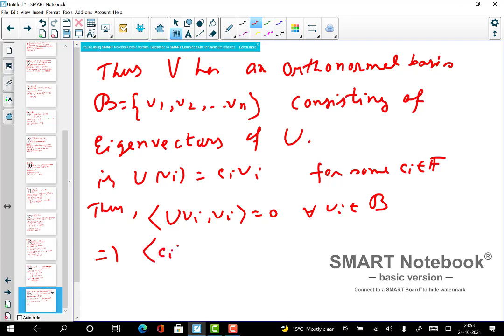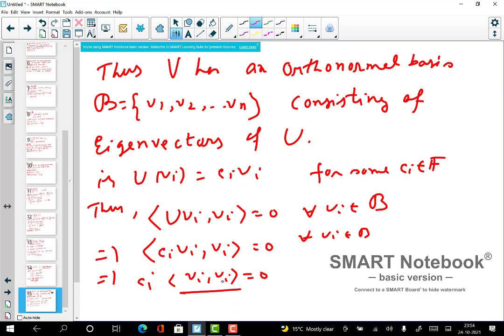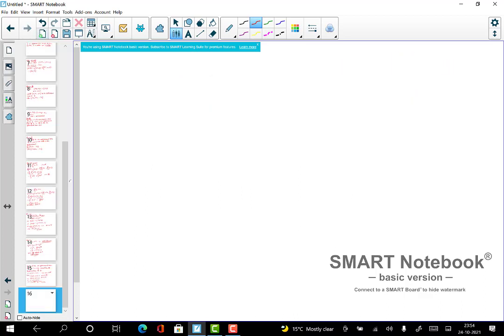This is nothing but Ci Vi, and then vi, this is 0 for all vi belonging to the basis, right? But this is nothing but Ci times the inner product of Vi with Vi is 0, right? But because Vi cannot be 0, Vi is a basis vector, Vi is not equal to 0, this implies the inner product of Vi with Vi is always positive, right? So this implies Ci is equal to 0 for all Vi. Okay, so what does that mean? That means U of Vi's are 0 for all Vi.